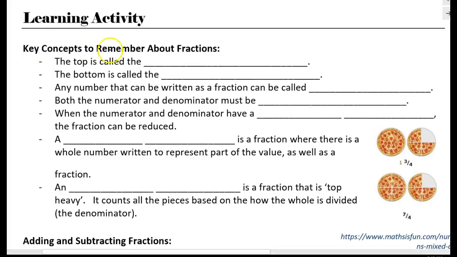Our key concepts to remember about fractions, that's what we're going to start with, because our whole unit is about rational expressions. That means we're dealing with expressions and equations that not only are fractions, but fractions with variables in the denominator. So we really have to be comfortable here. In a fraction, the top is called the numerator. The bottom is called the denominator.